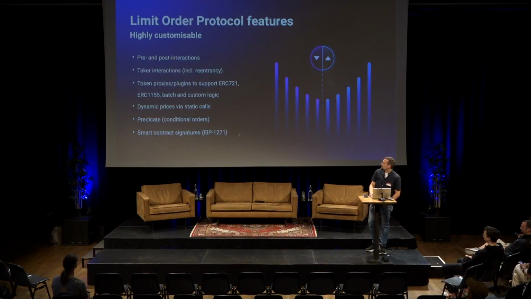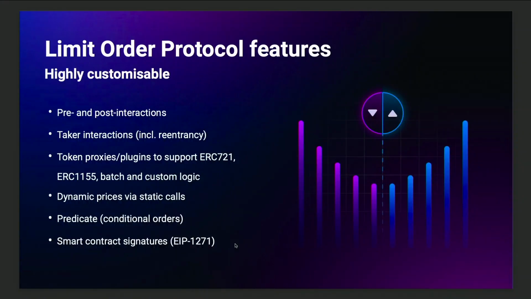So we have pre and post interactions. You can configure your order in such a way that it will execute arbitrary actions before it is filled and after it is filled. Also, those who are filling the orders can make a kind of flash swap. They can get maker assets, get a taker interaction call, do whatever they want with these assets, and then the transfer from the taker would happen. This feature also allows reentrancy.